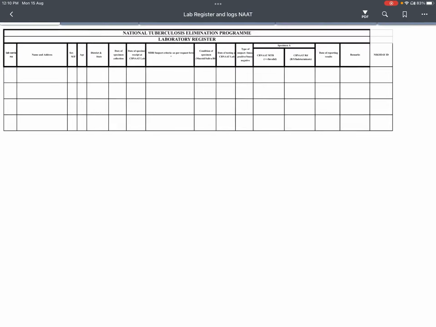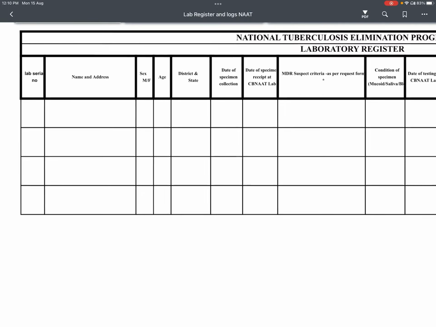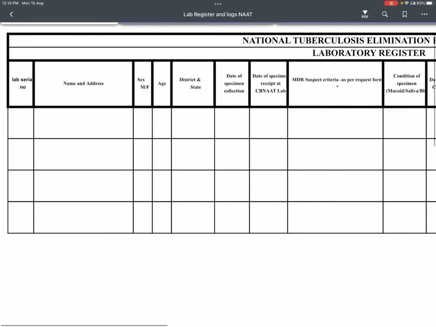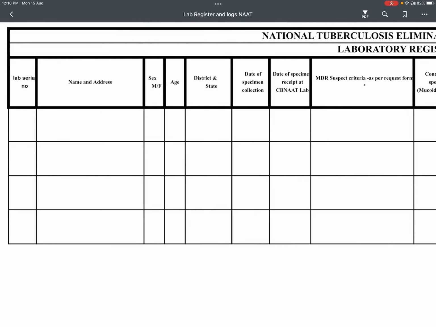Now let's see the lab register. The lab register is very important. The details which you fill in the lab register are the only thing you can use for statistics calculation, indicator preparation, everything. First one, obviously the serial number. As you know, all lab register serial numbers start from January 1st. January 1st is serial number 1 and it continues till December 31st. Then the next year again the serial number starts from 1. Then name and address. You have to properly write the name, address, and obviously include the phone number so that we can trace the patient if he is positive.